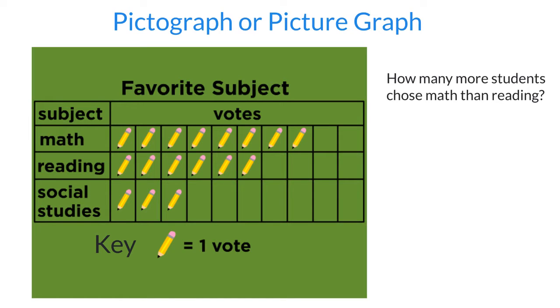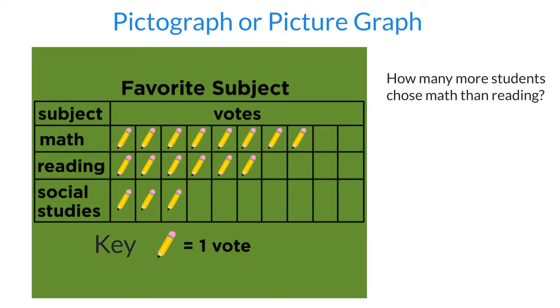So after the data was collected and we did the survey, this is what our pictograph would look like. We still have a title, favorite subject. We have the votes over here, and then we have our subjects down here. So we have math, reading, and social studies. An important part to this picture graph is going to be the key. It's going to tell us how many votes each picture represents. In this case, it's 1-to-1. So one pencil means one vote.